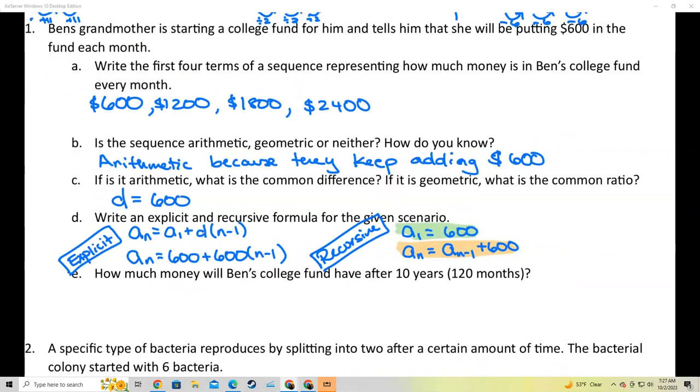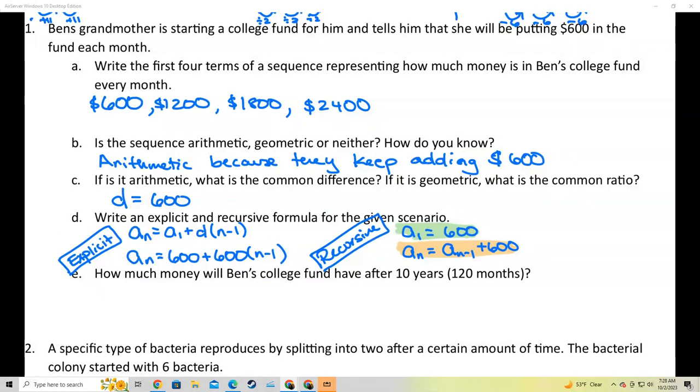Now, remember that this grandmother is putting in $600 every month. So when they ask how much will Ben's college fund have after 10 years, we're not going to plug in 10 because, again, she doesn't add $600 every year. She adds $600 every month. So what we need to do is change those 10 years into months. So we take the 10, multiply it by 12, and say, oh no, we want to plug in 120.